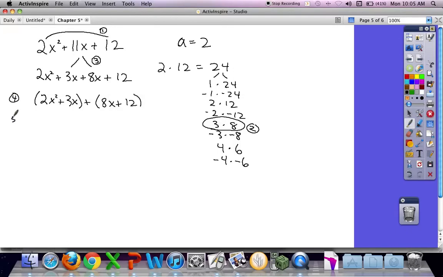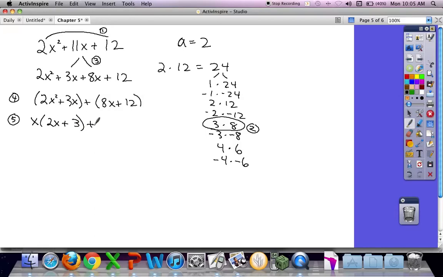Step 5. Factor each set of parentheses. Greatest common factor factoring. What is in common between 2x squared and 3x? There's no factor in common between 2 and 3, but both terms have an x in it. This has x squared. This has just 1x. So there's a common factor of x. All right, what do I get if I factor an x from 2x squared? I get 2x. What do I get if I factor or divide 3x by x? I get 3.